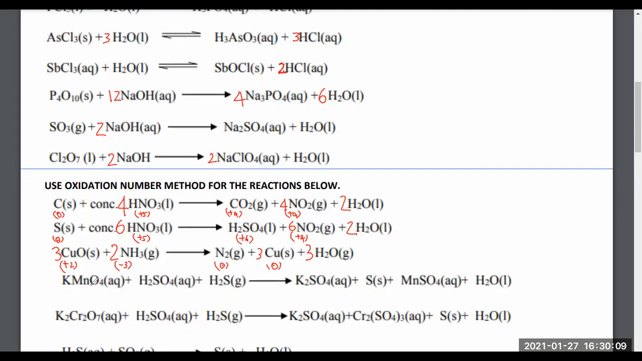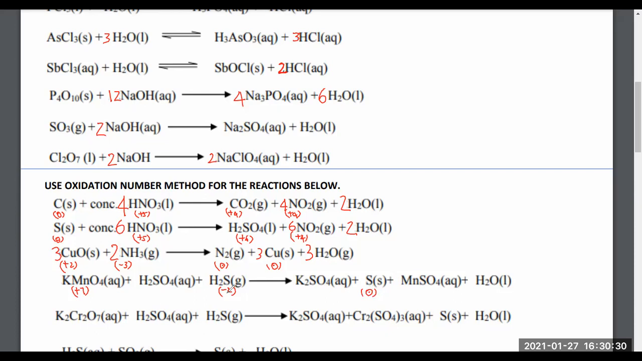Next one. Now, KMnO4, potassium permanganate, where manganese is in +7 oxidation state, reacting with H2SO4 and H2S here. And then the reaction is happening this way. Now, one thing you have to understand is here the reacting species is H2S. From -2, sulfur will go to 0.